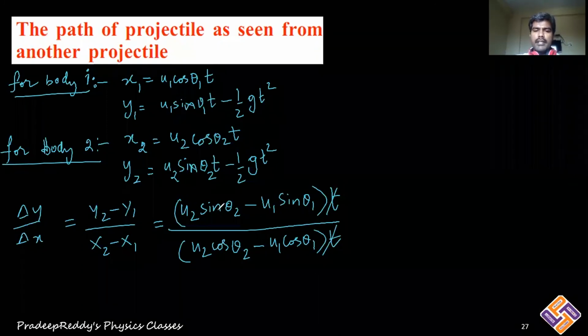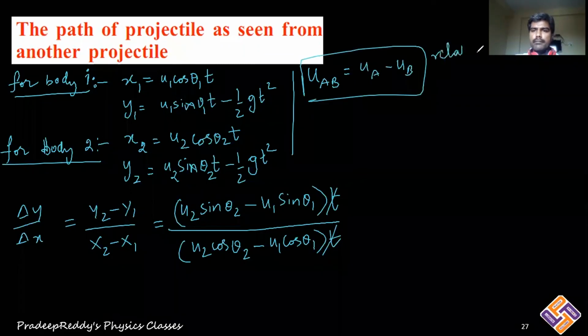What is this? It is nothing but the relative velocity of the x components of the two projectiles. In the numerator, check it up: u2 sin theta 2 minus u1 sin theta 1. These are the vertical components of the bodies. And the denominator has the horizontal components of the second and first projectile. As we know, UAB is equal to UA minus UB, because this is relative velocity. In the same way, here delta y divided by delta x depends upon the relative velocities of the horizontal components and vertical components.